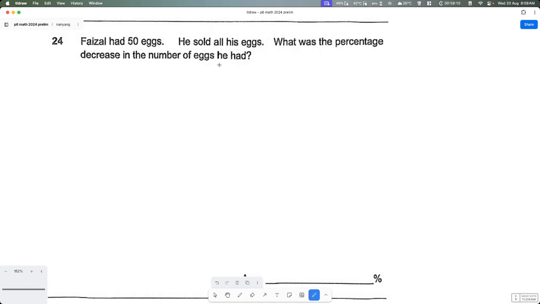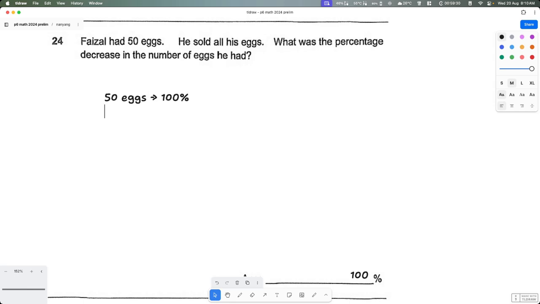Wait, what? 100%. Yes, so I guess 100% is equal to 50 eggs. Okay, 50 eggs equal to 100%. So one egg is equal to 100 divided by 50, which is 2%. So to 0 eggs. Yeah, I'm confused.